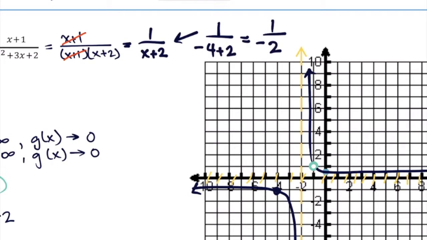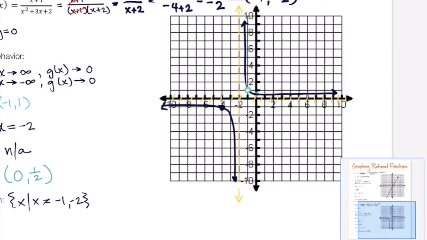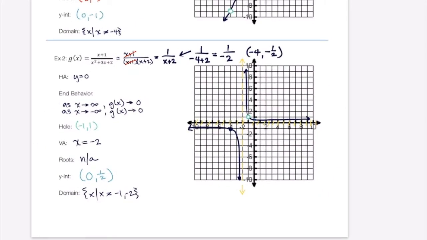And so basically what this is saying is, if I plug in a negative 4 for the function, I get a negative 1/2 for my y value, which is the point, I guess, a little bit higher than what I have it drawn. But what it indicates is that the graph is on that side of your horizontal and vertical asymptotes. All right, let's move on to the next one.